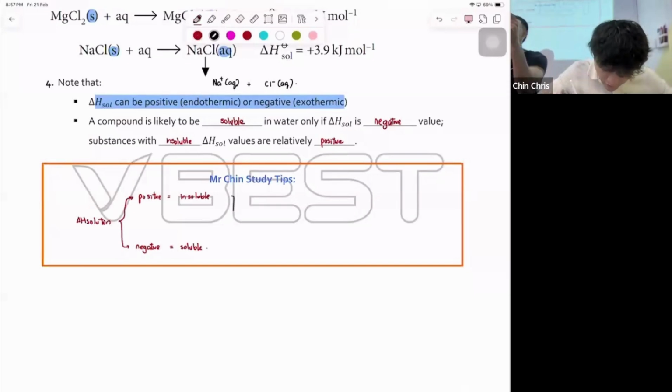This is only valid at a specific temperature.